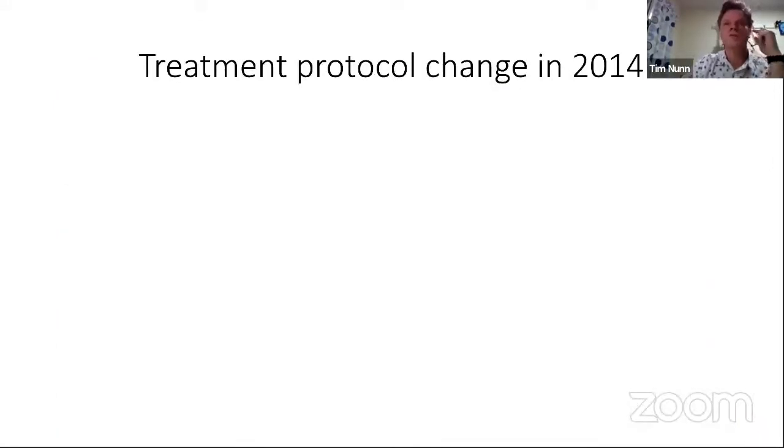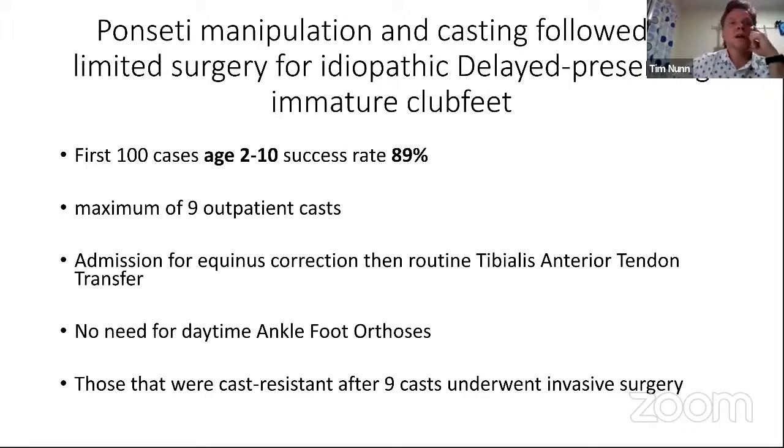So our treatment protocol changed in 2014. And here we have some data from the first 100 cases. And instead of a 90% failure rate, we almost had a 90% success rate. And we're now looking at the same patient group 5 years out. Most of the patients had a maximum of 9 outpatient casts. And after that, we discontinued and classified them as having failed casting. They were then admitted for equinus correction.